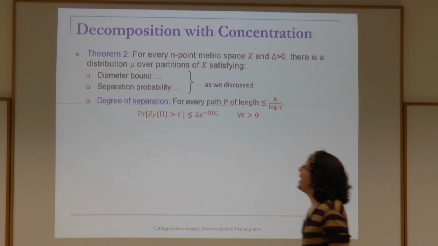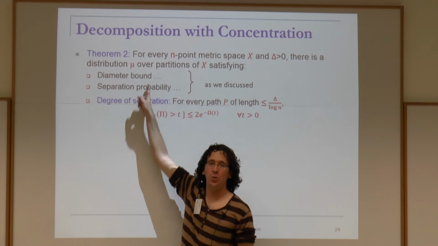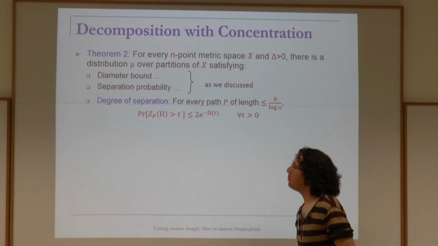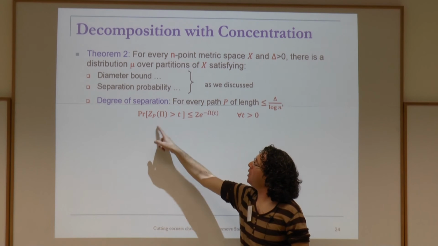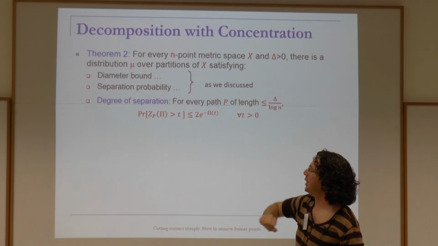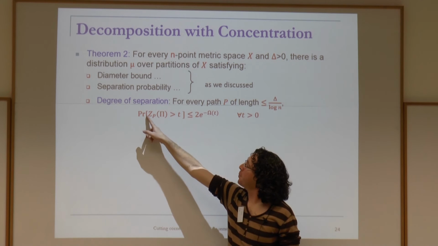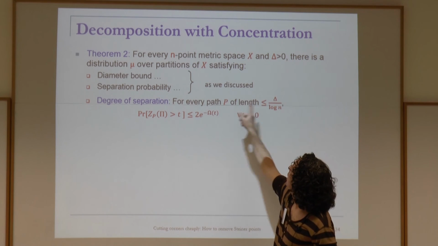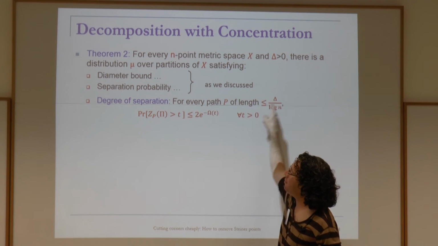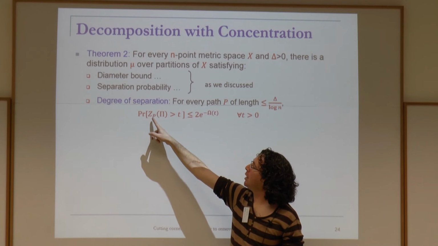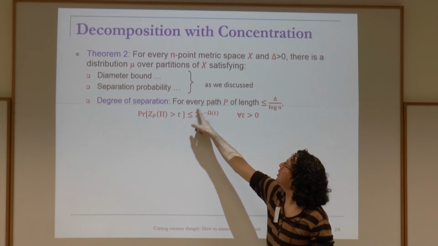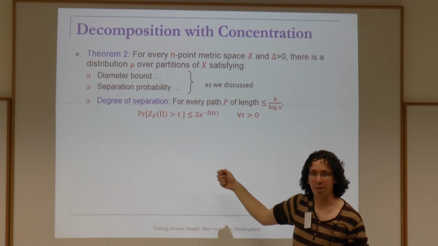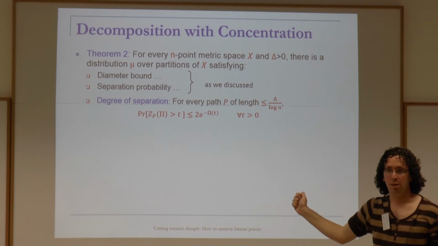Okay, so in addition to the previous two properties of the stochastic partition, we need another property, which we call the degree of separation. Again, we want, for every P which is short enough, the probability of ZP to be large to be exponentially decreasing in T.